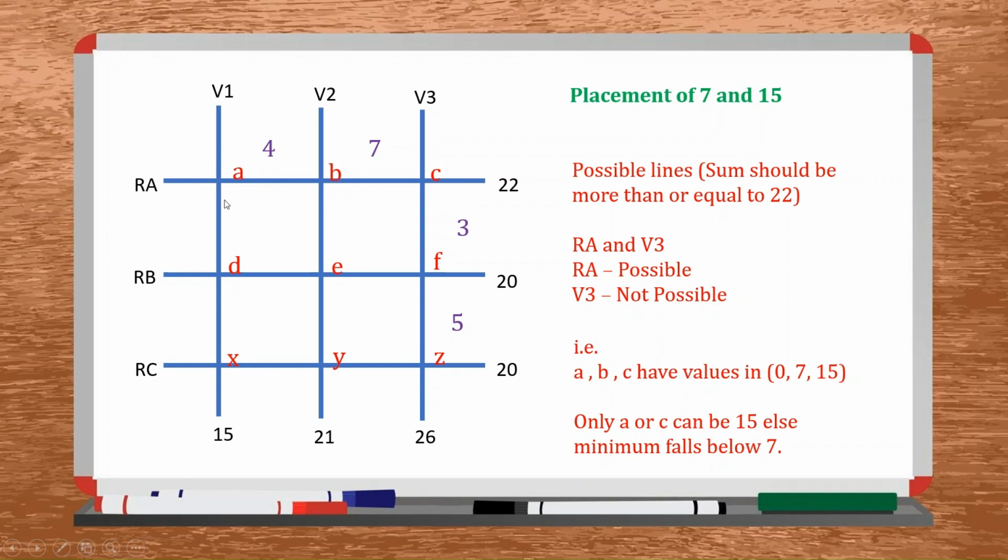Now, the variables in RA are A, B, and C. So, A, B, and C would have the values 0, 7, and 15. That's the only possibility that we have.